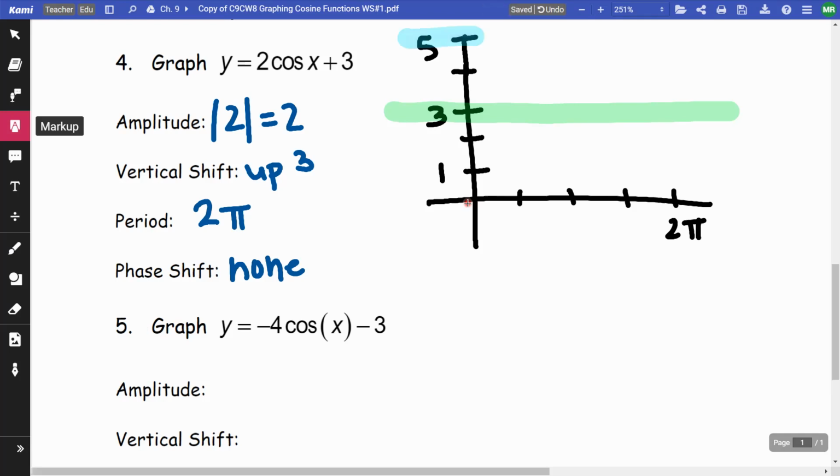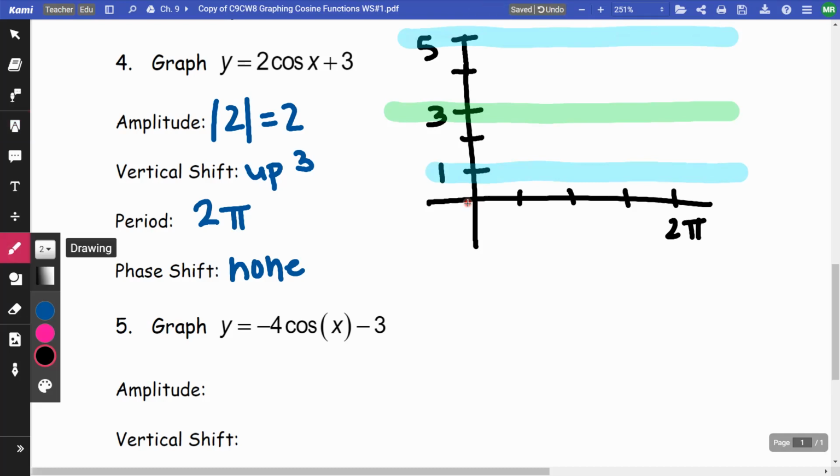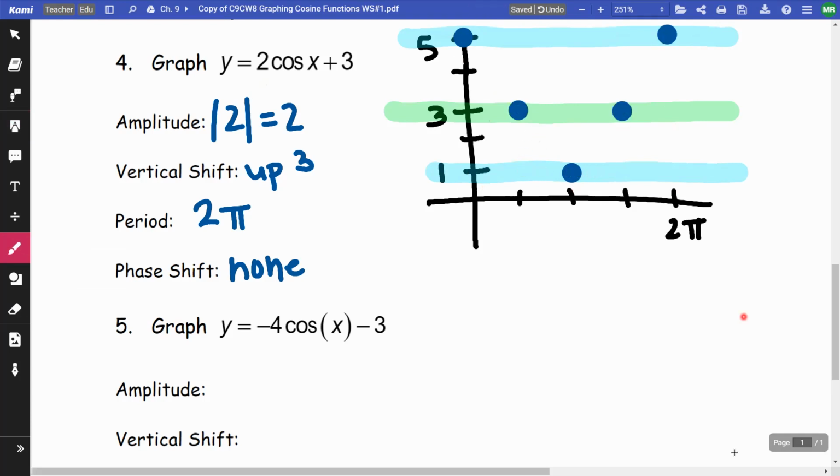Now my highs in this case will be my 5. My lows are going to be at my 1, because that's 2 above and below. So positive. So I'm going to start at my high, okay, and end at my high. And then halfway in between is going to be my low. And then in between here is a 0 and 0.